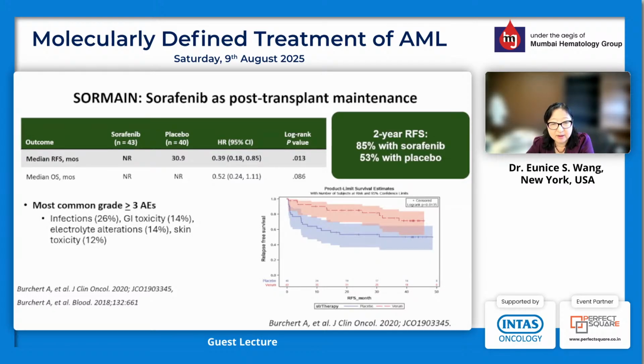improve our outcomes of allogeneic stem cell transplantation? We know from the SORMAIN study several years ago, where they randomized patients with FLT3 mutant disease to receive either sorafenib or placebo in the post-transplant setting as maintenance, you can see here that both in terms of relapse-free survival and overall survival, patients receiving FLT3 inhibition with sorafenib in the post-transplant setting did significantly better than those that got no FLT3 inhibitor therapy post-transplant.